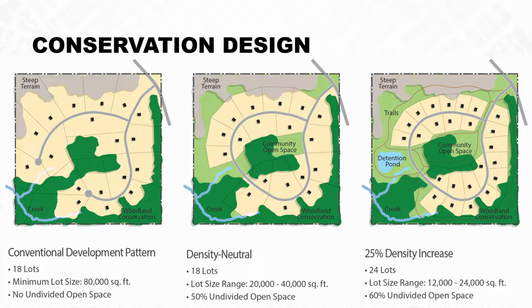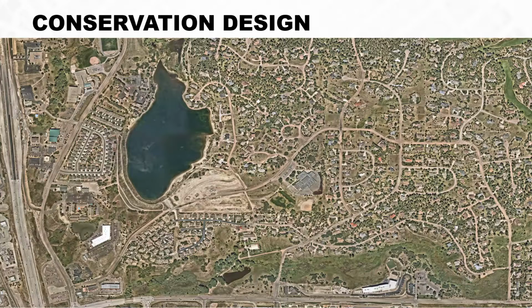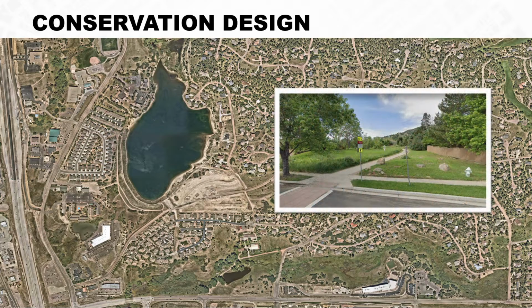In the far right example, the density is actually increased from the original 18 lots to 24 lots. But now 60% of the area is protected as natural open space. So this is an example of how conservation design can be utilized in any area to still accommodate appropriate and desirable development, but to ensure that natural features and environmentally valued assets are protected. So an example of conservation design, as you see here: steep slopes, watered areas, valuable prairie land, and other sorts of features can be protected as development occurs.